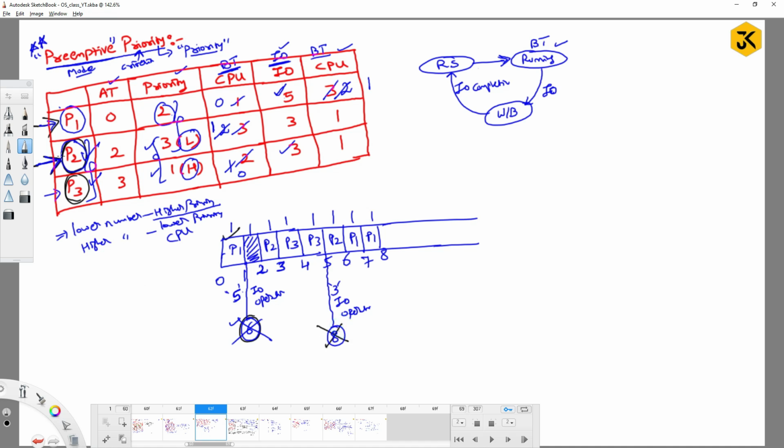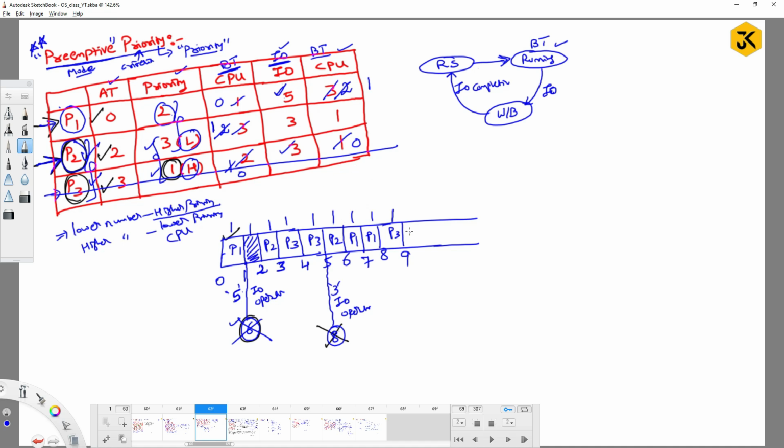Now what are the process available for us? P1 is available, P2 is available, P3 is available. 3 processes are available. Now which one will get the chance? The process which has the lowest number. Lowest number is related to 1. Means now P3 will get the chance for 1 unit of time, done by 9. Means this entire thing is done.